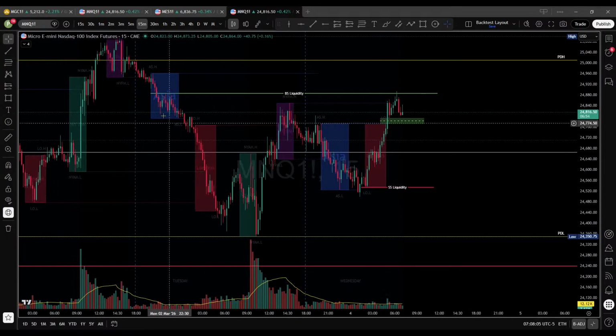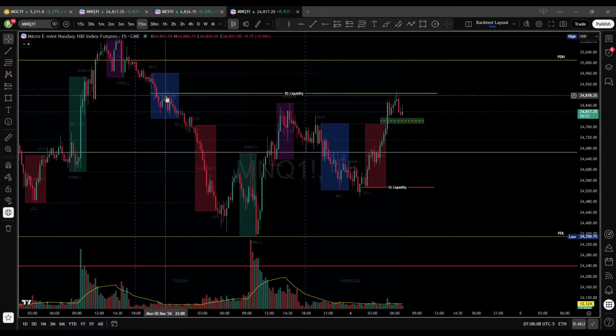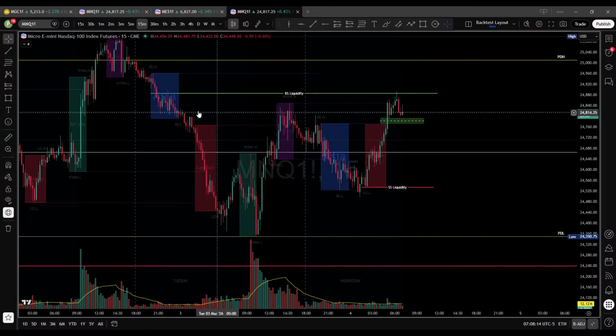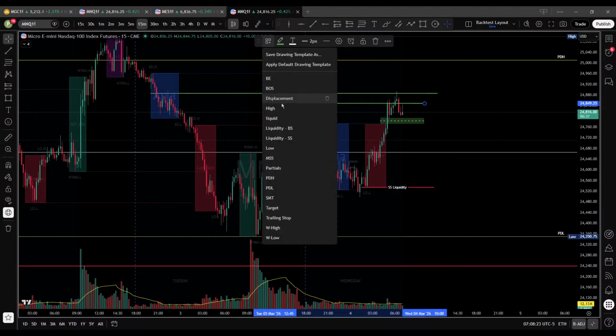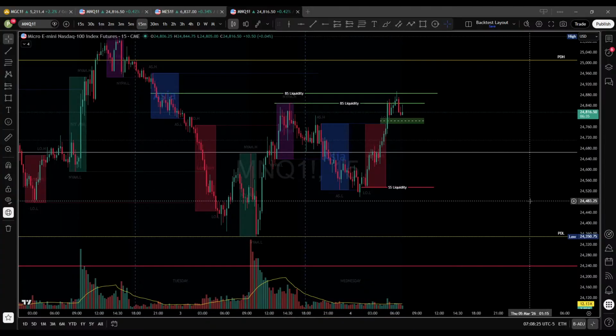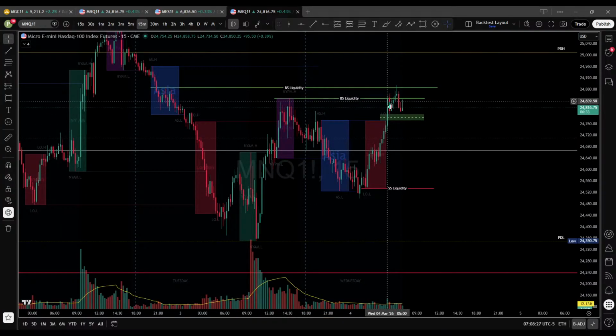Okay, another thing was this is a consolidation. We have seen this as draw on liquidity, like equal highs, relative equal highs. We had New York PM session high right here, New York PM session high as buy side liquidity. Now what we can see is price has taken out both of these liquidities.